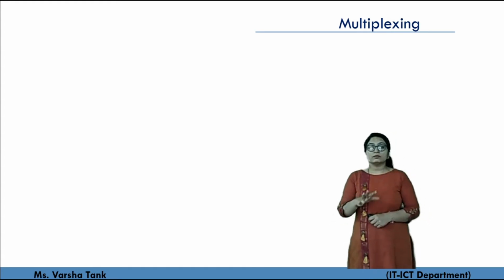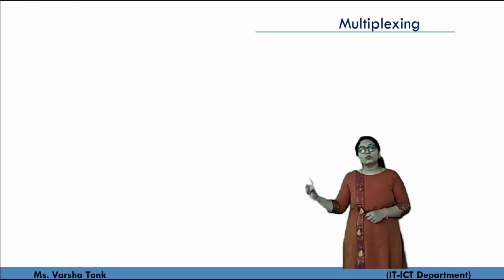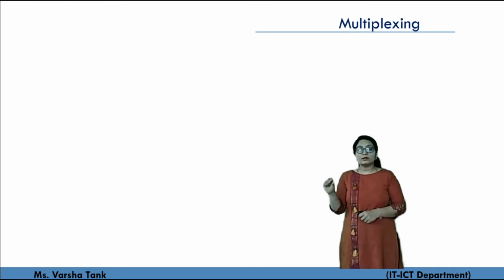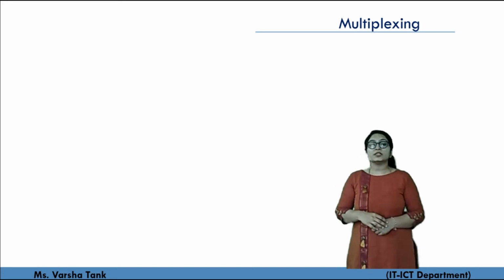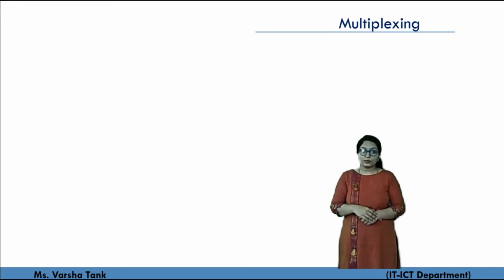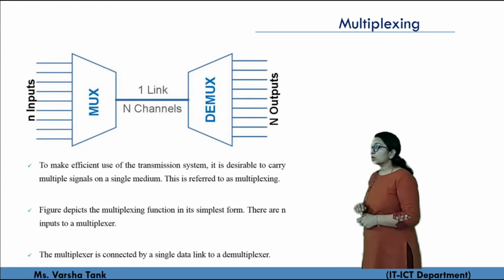Here we can consider that the car is one signal and the two persons are the inputs. Both persons will travel in the same car and at the end they will reach the destination. So 2 is the input and 2 is the output. In the same way we can consider that scenario with multiplexing. Let's have a look at what multiplexing is.